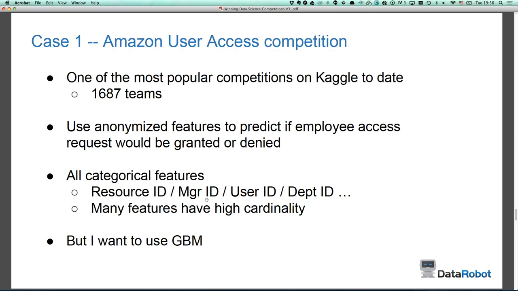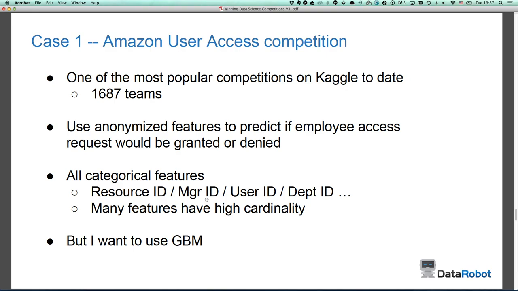So the problem is to use anonymized features to predict if an employee access request will be granted or denied. If you work in a fairly large company, this is very often, right? So I need to accept that folder, then somebody might say yes or no. And all the features are categorical. So they are basically like resource IDs, manager IDs, user IDs, department IDs, and then 1, 2, 3 for all numbers. And many features had many, many levels.